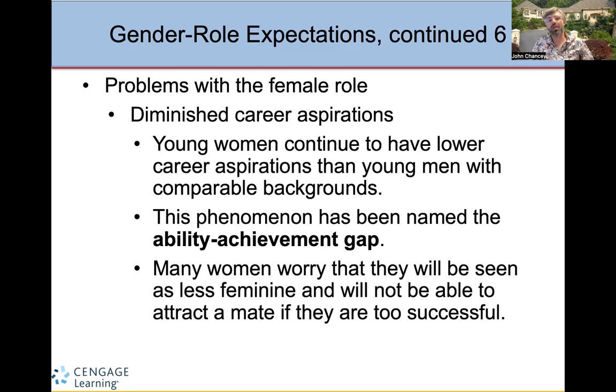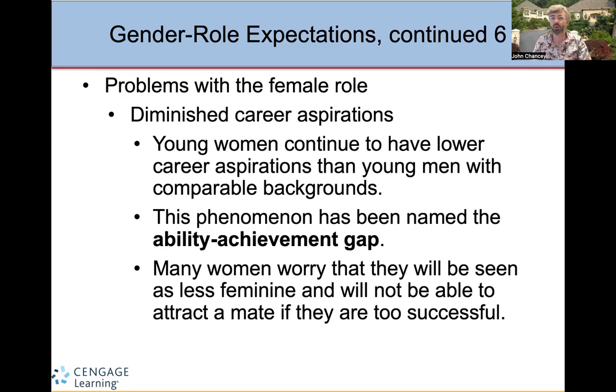So what are the problems with this sort of female role way of thinking? One, it diminishes career aspirations. You're more likely to see young women continue to have lower career aspirations than their young male counterparts when you have comparable backgrounds. This is called the ability achievement gap. Even though there's not necessarily a gap in ability, females can do all of the things that men can do in terms of success and achievement, but there's still a gap in that achievement.